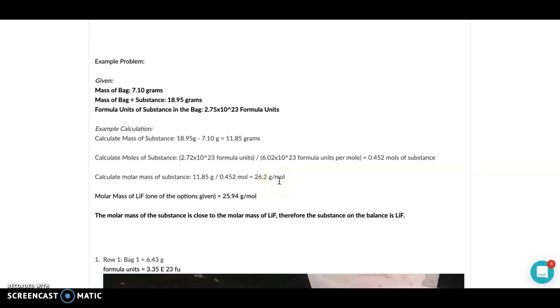And if one of the options was lithium fluoride, then you would compare 26.2 to the molar mass of lithium fluoride, which is 25.9, which is pretty close. Therefore, the molar mass of the substance is closest to lithium fluoride. Therefore, the substance on the balance is lithium fluoride.